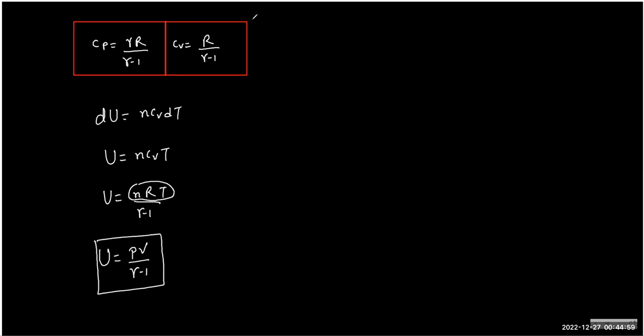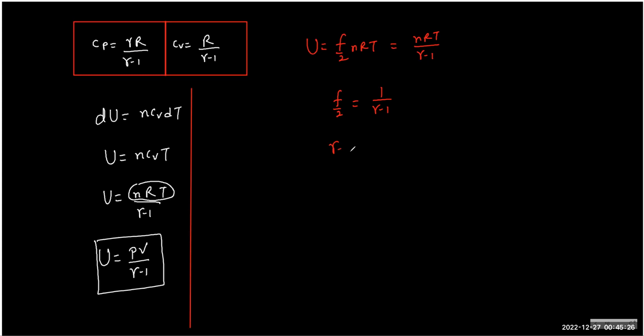The idea is you wrote earlier the internal energy in terms of degrees of freedom, right? And what did you get? Earlier you had the answer f by 2 nRT. Now you have the answer nRT by gamma minus 1. So if you compare both, what can you say? f by 2 is the same as 1 upon gamma minus 1. So gamma minus 1 is the same as 2 by f. So gamma is 1 plus 2 by f.